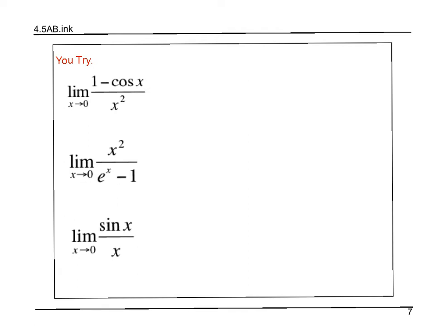So here are 3 U-try problems. Again, I'll leave these blank, and we'll visit them in class if you need help with them. They all start as 0 over 0s. You should be able to apply the rule and arrive at an answer.